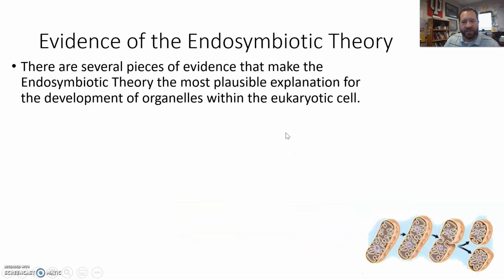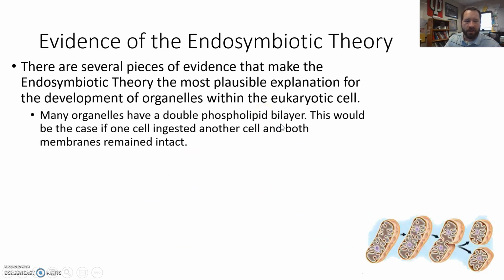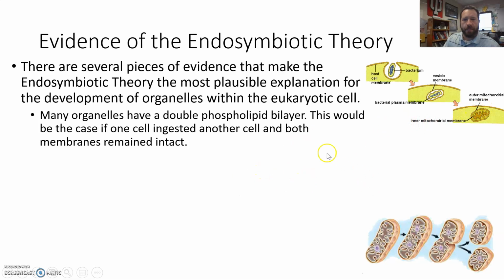Some pieces of evidence that we have found that support the endosymbiotic theory, that explains how eukaryotic organisms got their organelles. First of all, many organelles have a double phospholipid bilayer. So not just one phospholipid bilayer, but two. And again, I'm not just talking about phospholipid heads and tails. Here's one layer. It'd be a second layer in addition to that.